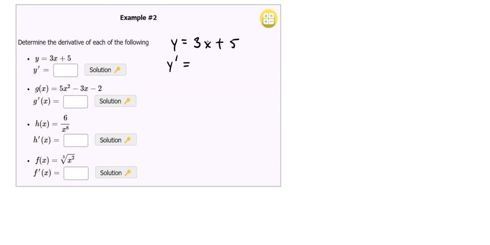Right now this is to the power of 1, right? And then we bring that down and then subtract 1. So this would all become 3 times x to the power of 0, right? Plus, and then the derivative of any constant term is just 0, so we don't have to worry about that. So now y prime is equal to, and then x to the power of 0, well, that's just 1, right? So this becomes just 3.